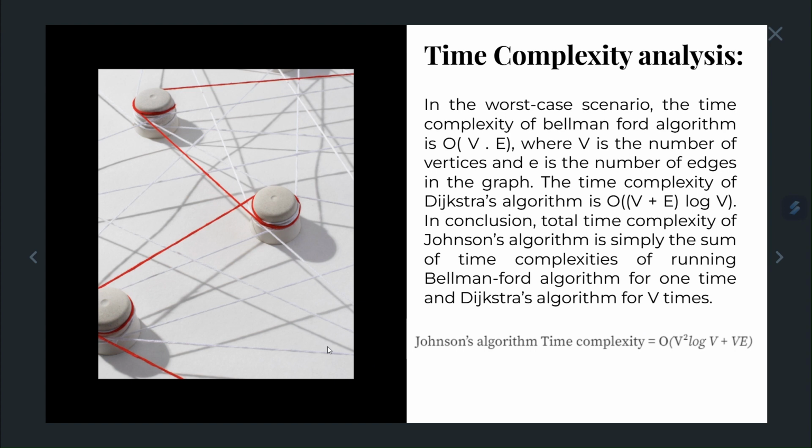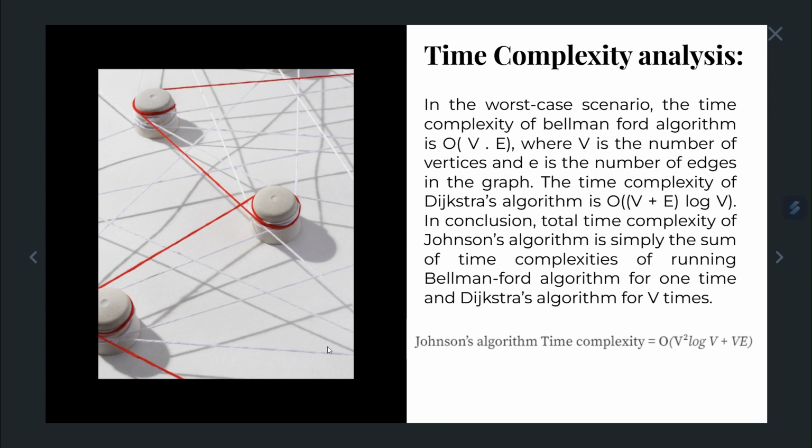Let's take a look at the time complexity analysis. In the worst case scenario, the time complexity of the Bellman-Ford algorithm is order of VE, where V is the number of vertices and E is the number of edges in the graph. The time complexity of Dijkstra's algorithm is order of (V plus E) log V. In conclusion, the total time complexity of Johnson's algorithm is the sum of the time complexities of running the Bellman-Ford algorithm one time and Dijkstra's algorithm V times, that is, for each vertex one time. Hence, we can say that Johnson's algorithm time complexity is order of V square log V plus VE.